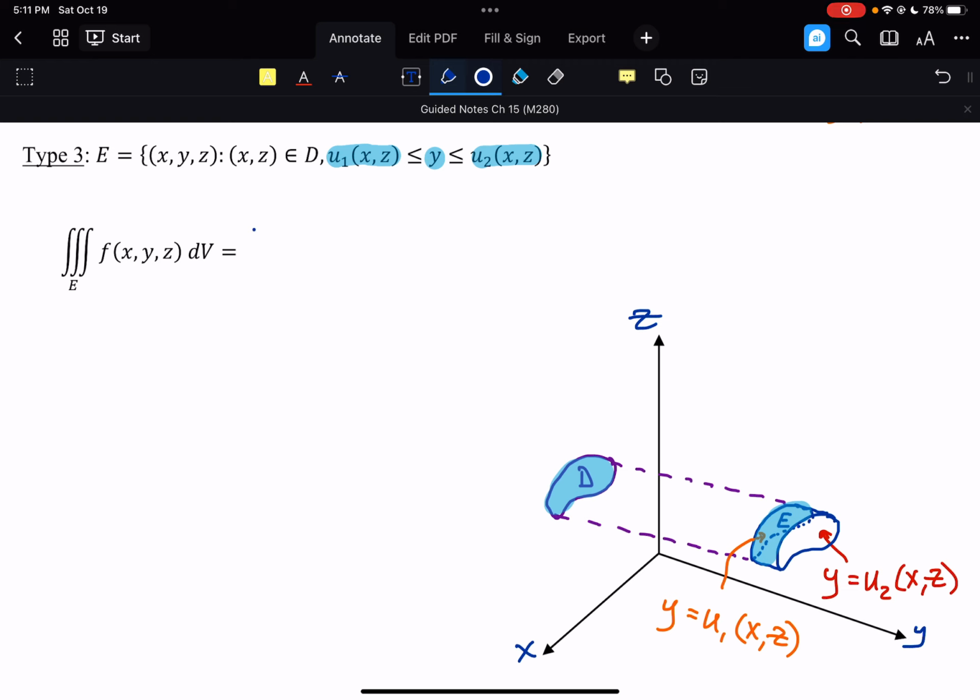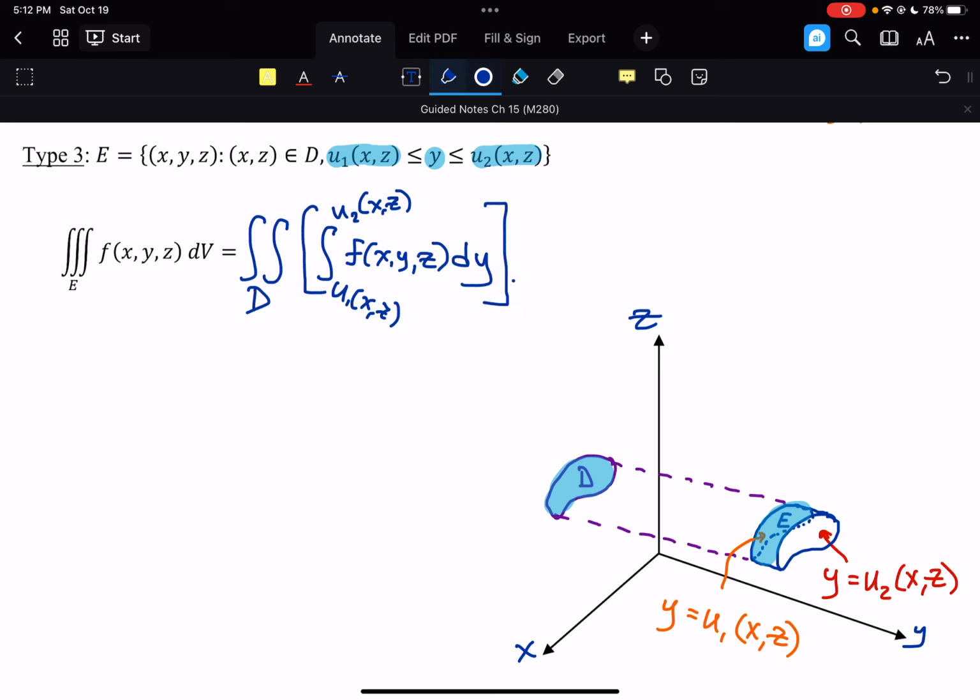And the evaluation for this one, double integral over D, single integral from u1 of xz to u2 of xz of f of xyz dy, and then dA for the outer double. So again, same idea, just different order of integration.